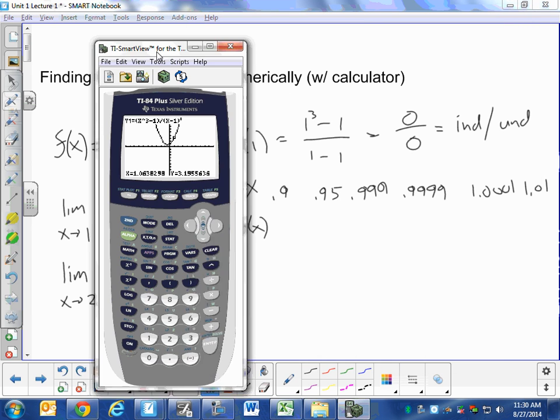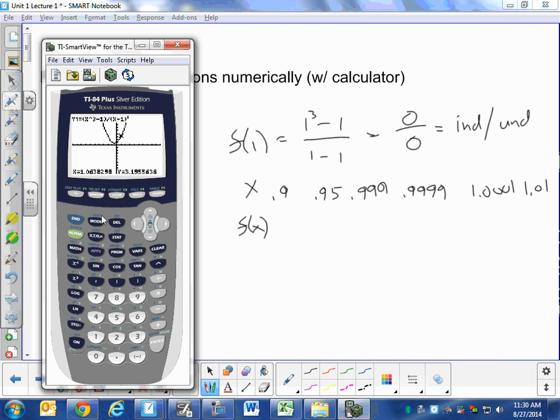I don't think you've learned this yet, but maybe you have. So I want to quickly be able to just plug in like 0.9 and get a value. If you go to trace, you can do this. 0.9, 0.95. You can even see where it's going. 0.999. You're getting closer to 3. 0.9 four times. Getting closer to 1, approaching 1. My y value, my function value, is getting even closer to 3. That's one way you can do it.